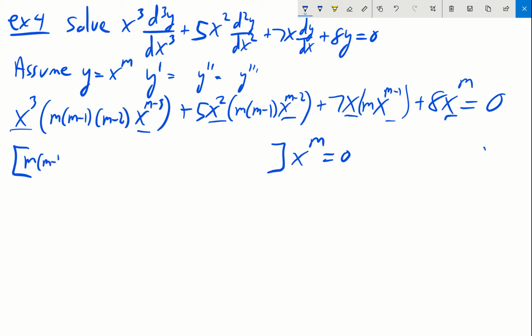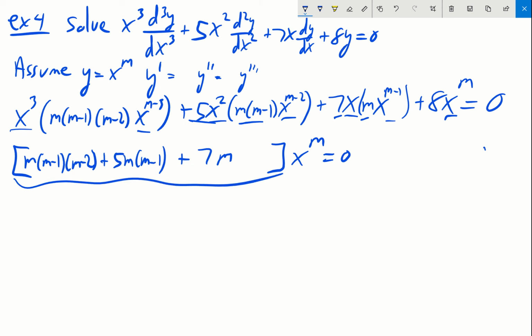We have an m times m minus 1 times m minus 2. Here we're going to get a 5m times m minus 1. And then from here we're going to have a plus 7m, times x to the m equals 0. So that's going to be our auxiliary equation this time. We're going to set this thing equal to 0. Let me first distribute the m in. So I'm going to have m squared minus m times m minus 2, plus 5m squared minus 5m plus 7m equal to 0.